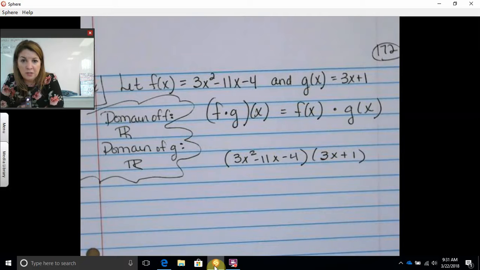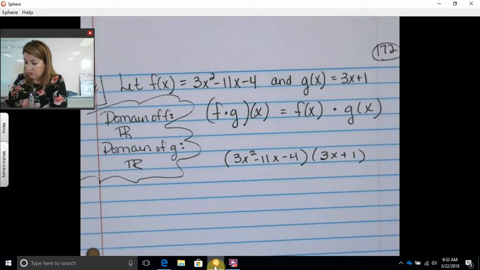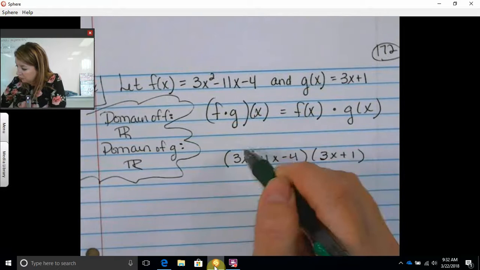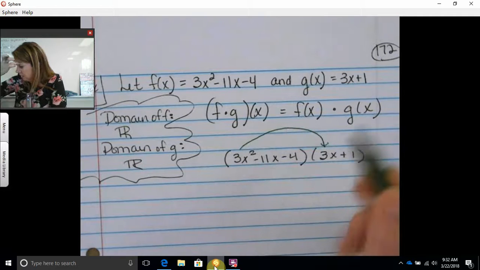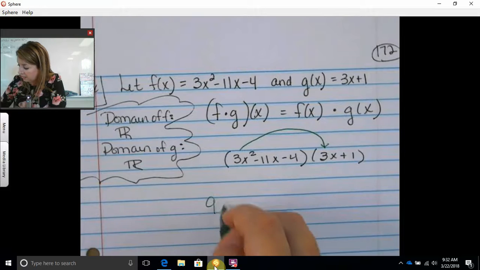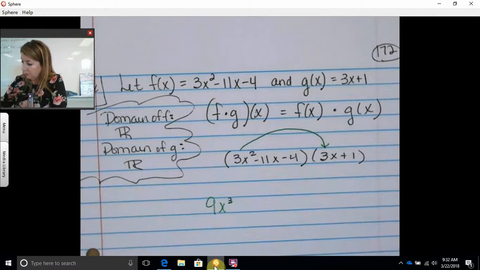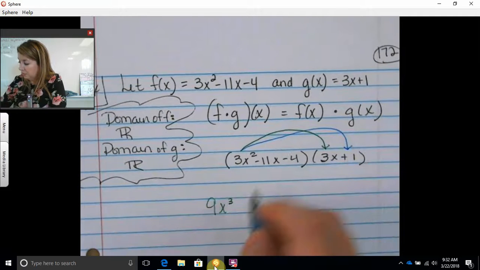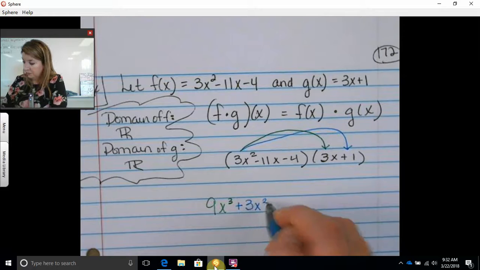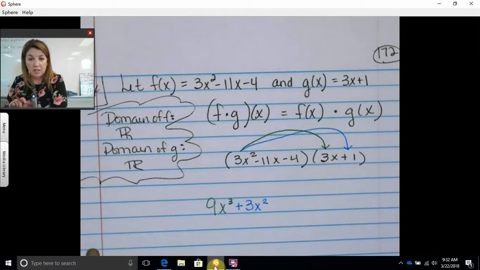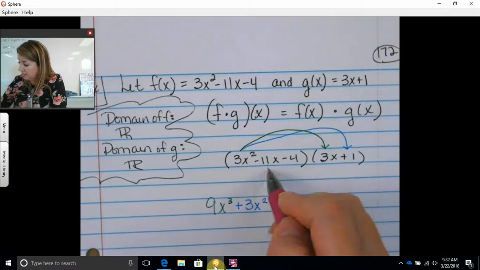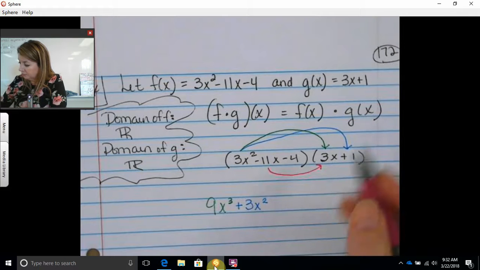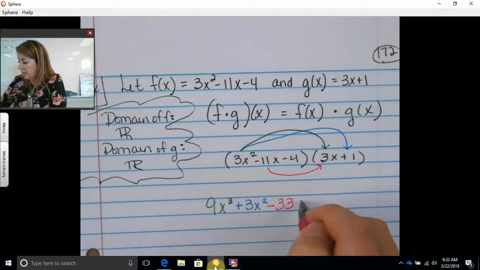So every term in the first set of parentheses, I have to distribute to every term in the second set of parentheses. So I'll just start. What is 3x squared times 3x? 9x cubed. What is 3x squared times positive 1? 3x squared, and that's plus, right? Okay, now we'll move on to the negative 11x. Negative 11x times positive 3x. Good, negative 33x squared.